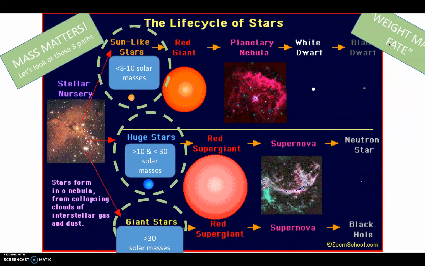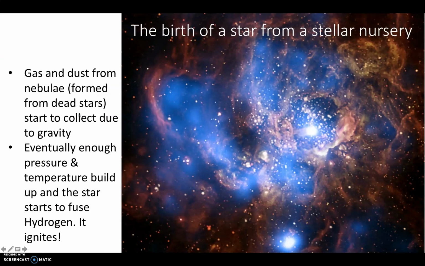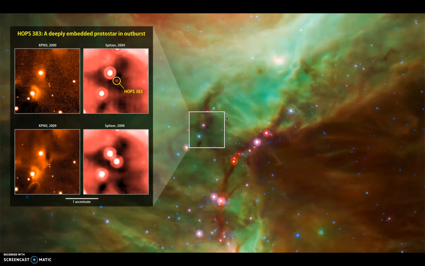But we're going to go ahead and start off. All stars start out the exact same. They start out in a little stellar nursery where they are formed from gas and dust in that nebula. So this is a nice stellar nebula where we have gas and dust that are gravitationally coalescing. They're collecting together. And gradually we start getting enough pressure and temperature to build up, and the star starts to fuse hydrogen. It starts to ignite. It becomes a real star.